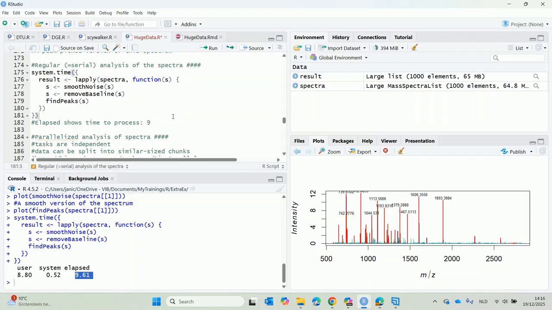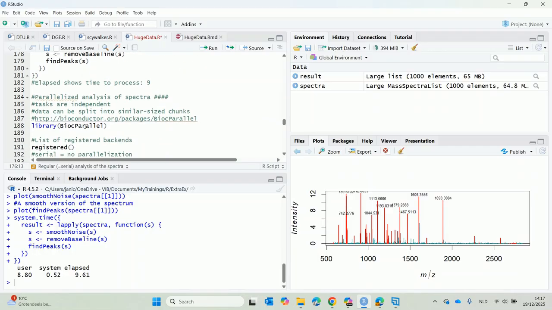So parallelization is not a miracle solution that will speed up all of your slow analysis. So as I said before, it will only work when the tasks that you run in parallel are independent. So they don't rely on each other. So essentially anything that you can do with lapply can be parallelized. So this data set with 1,000 similar-sized spectra can be easily parallelized using the VIB parallel package. So I'm first going to load it.